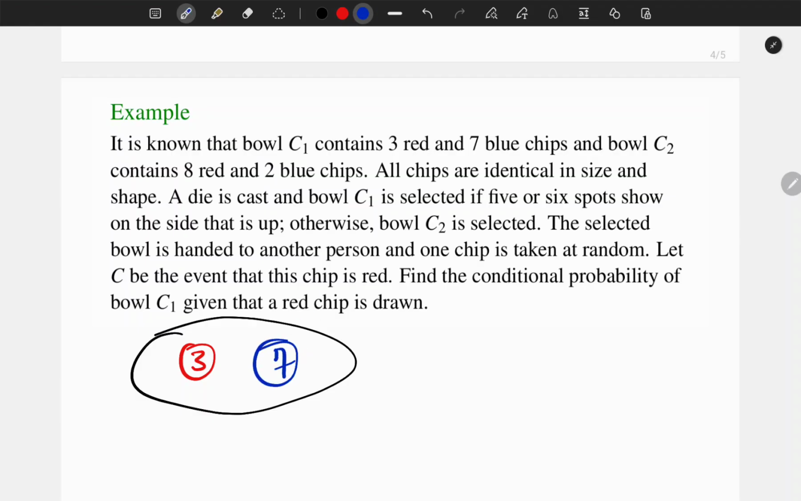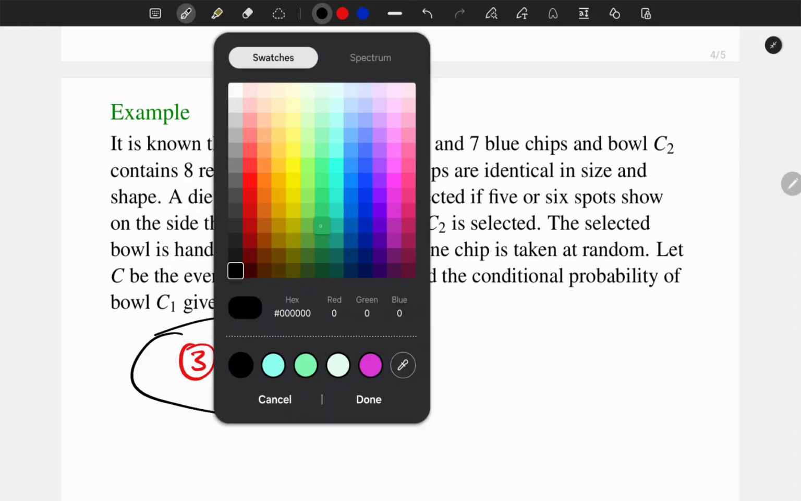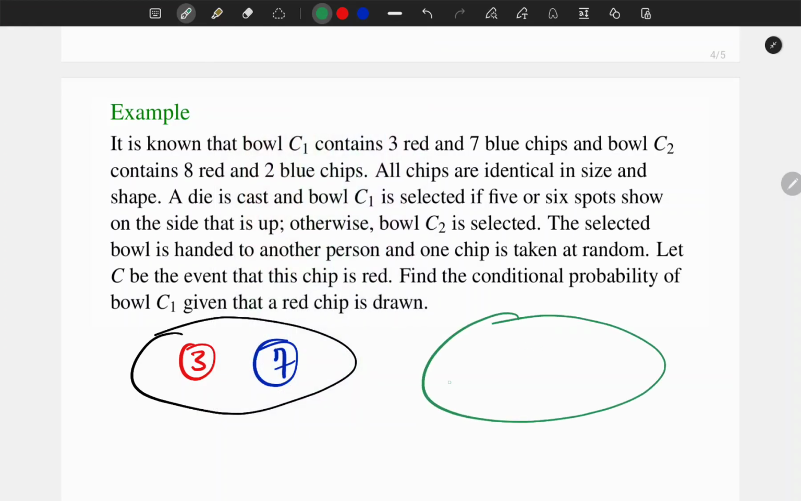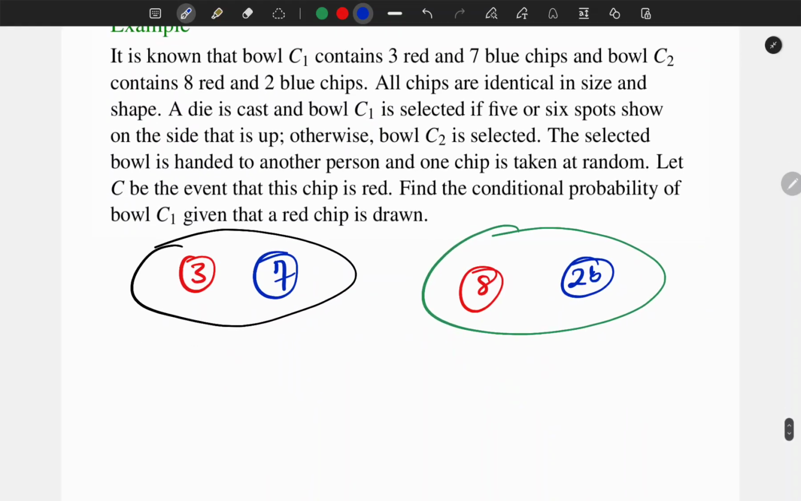And then bowl 2 contains 8 red and 2 blue. All chips are identical in size and shape.